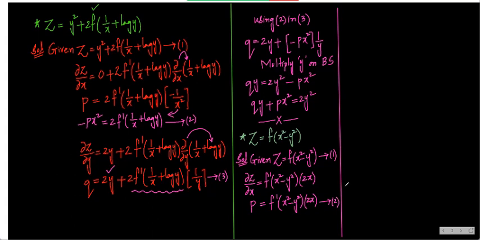Similarly, we can differentiate equation number 1 partially with respect to y, and we write the direct answer. Dou z by dou y is equal to f dash of x square minus y square into the inner function, which is minus 2y.